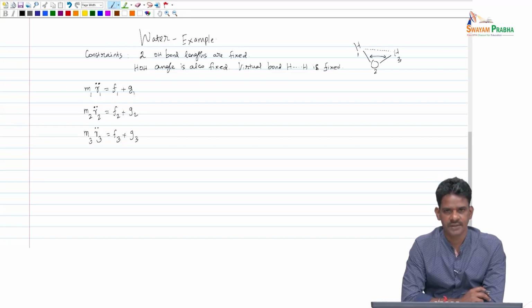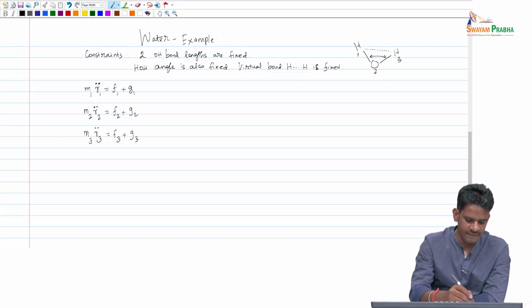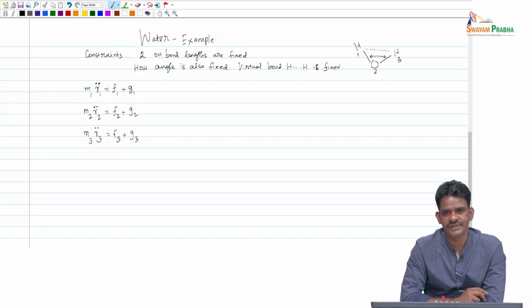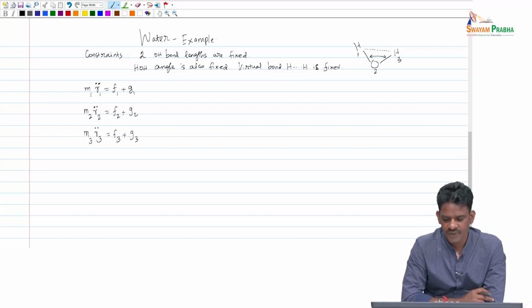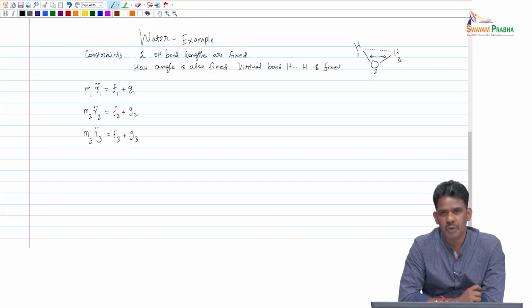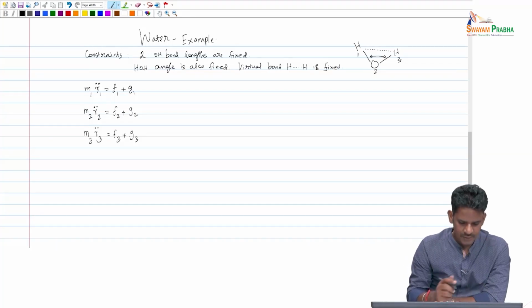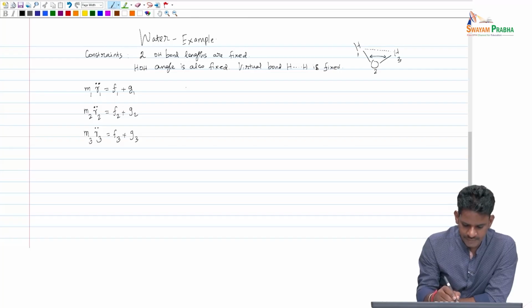So we basically write the equation of motion for all three species here. This F here is the conservative force coming through non-bonded interactions, and G1, G2, G3 are the additional constraint forces because of the fixed bond lengths. Now the constraints are going to be the following. The mathematical function for constraints.